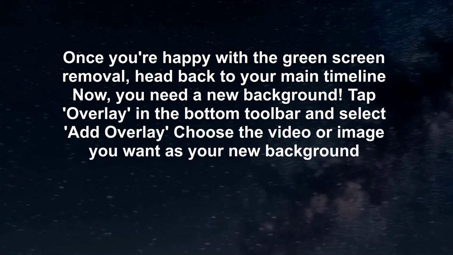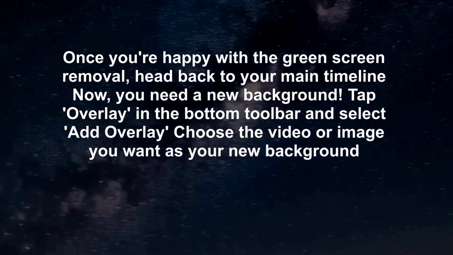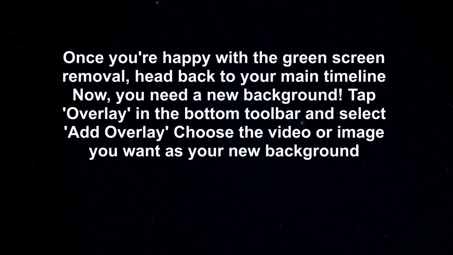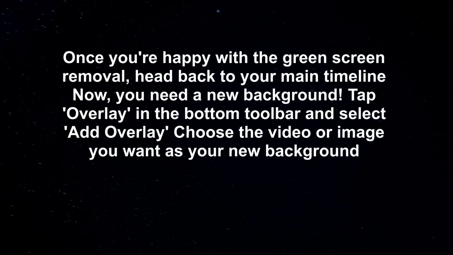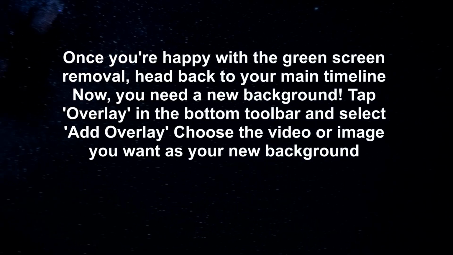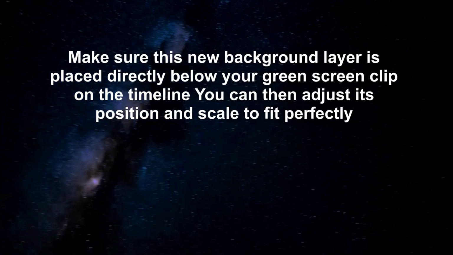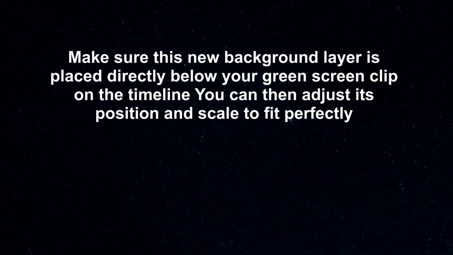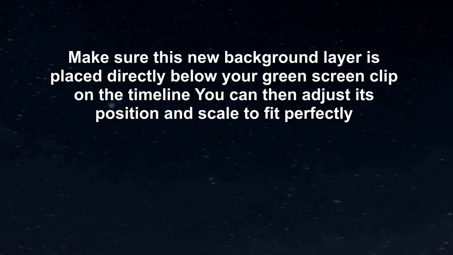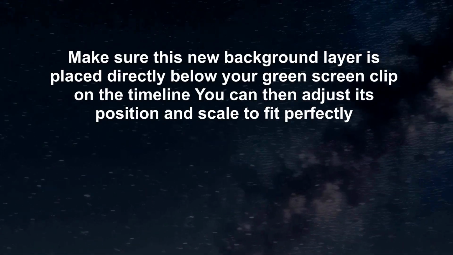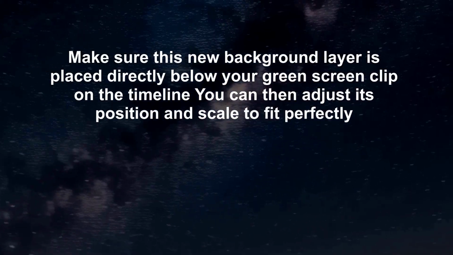Now, you need a new background. Tap Overlay in the bottom toolbar and select Add Overlay. Choose the video or image you want as your new background. Make sure this new background layer is placed directly below your green screen clip on the timeline. You can then adjust its position and scale to fit perfectly.